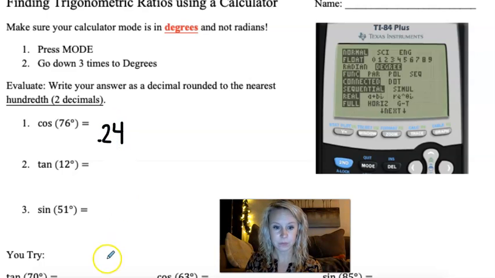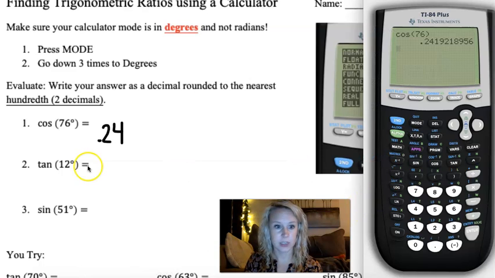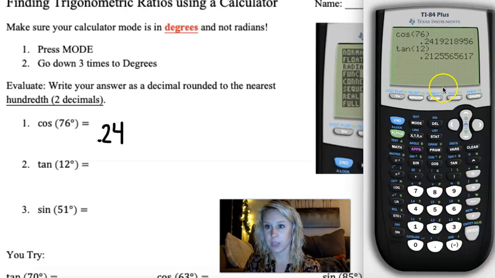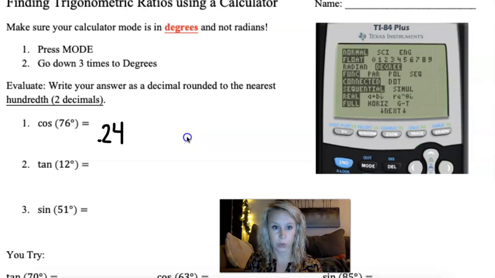Okay? Let's do another one. So tangent is next, 12, parentheses. So 0.21, because this 2 isn't 5 or more. So 0.21.